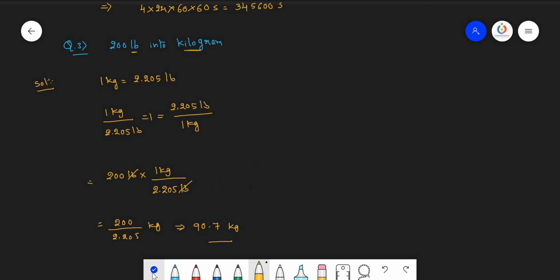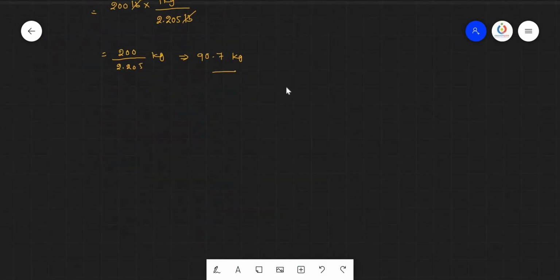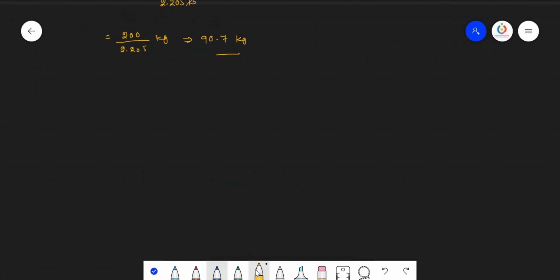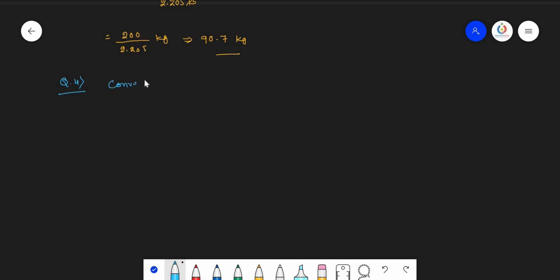Now, let us solve the fourth question. Question number 4. So, question number 4 is to convert 2 kilometers into miles.